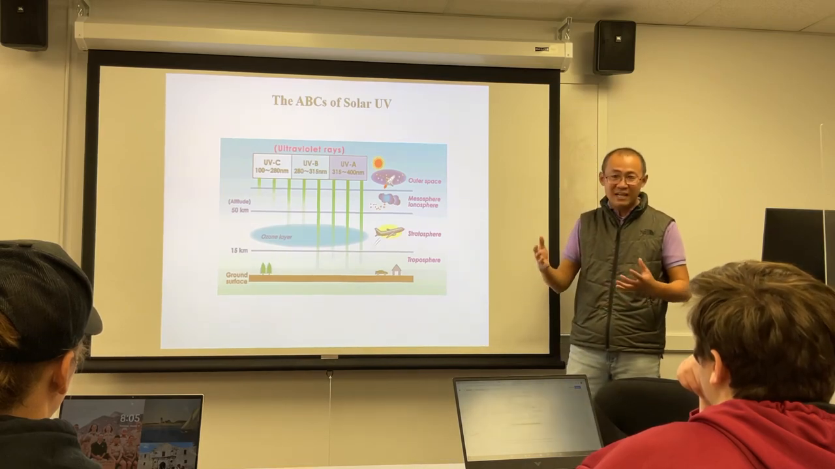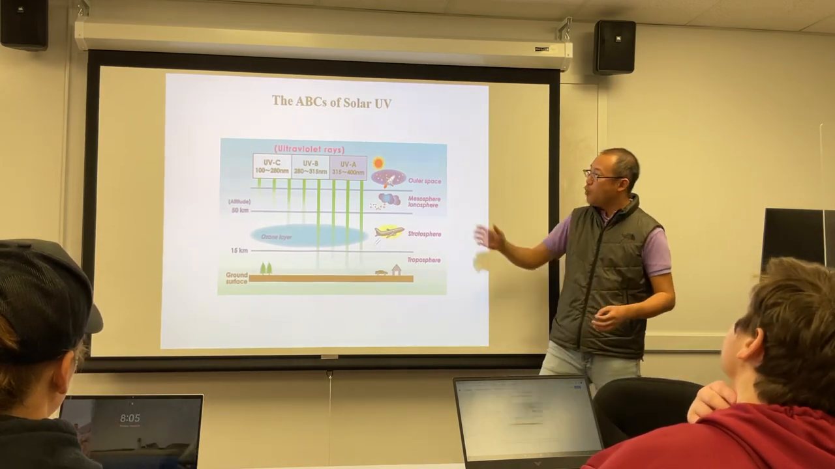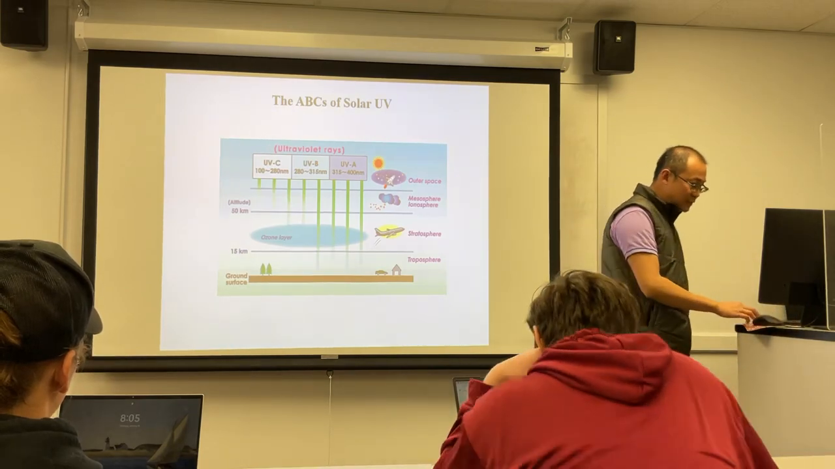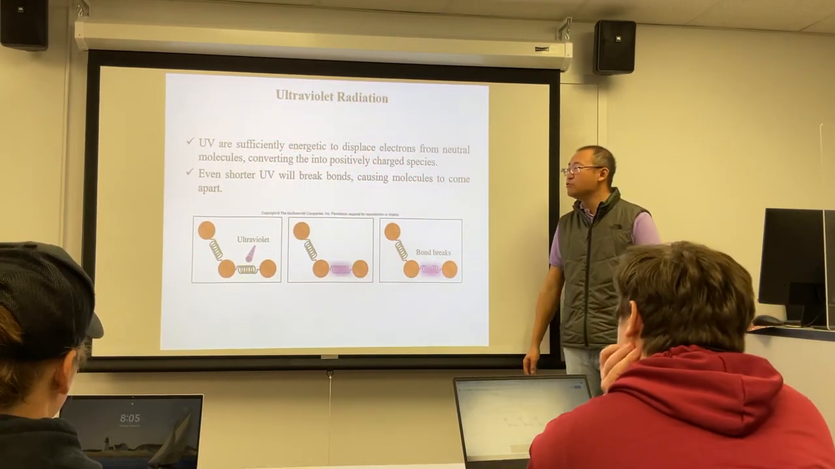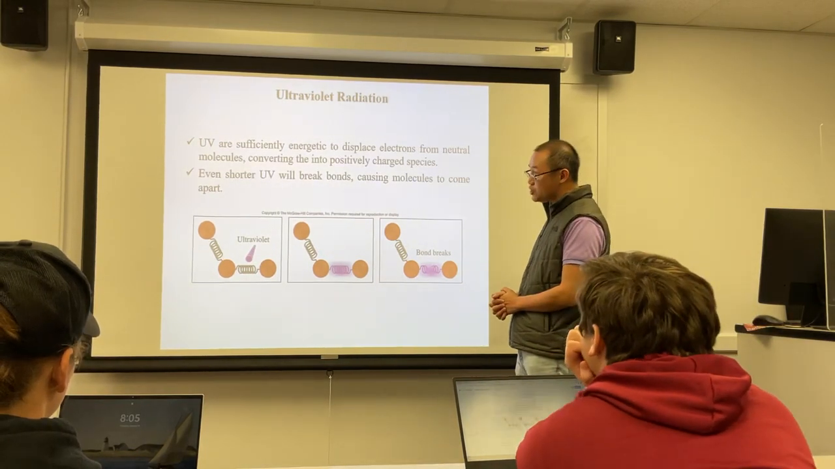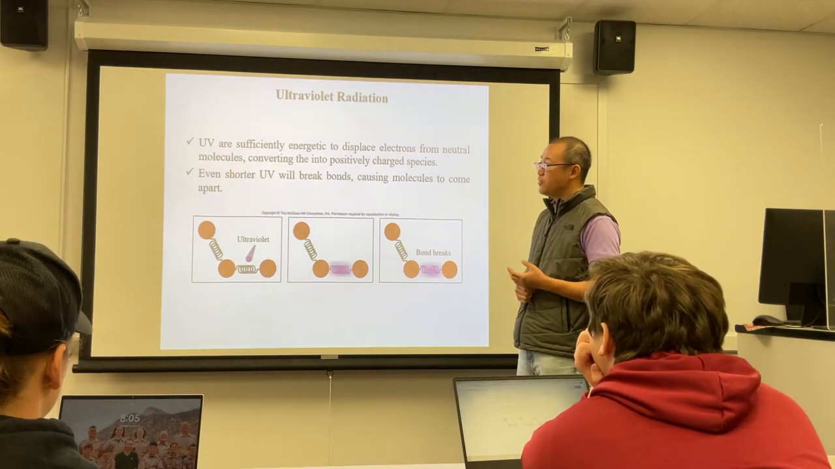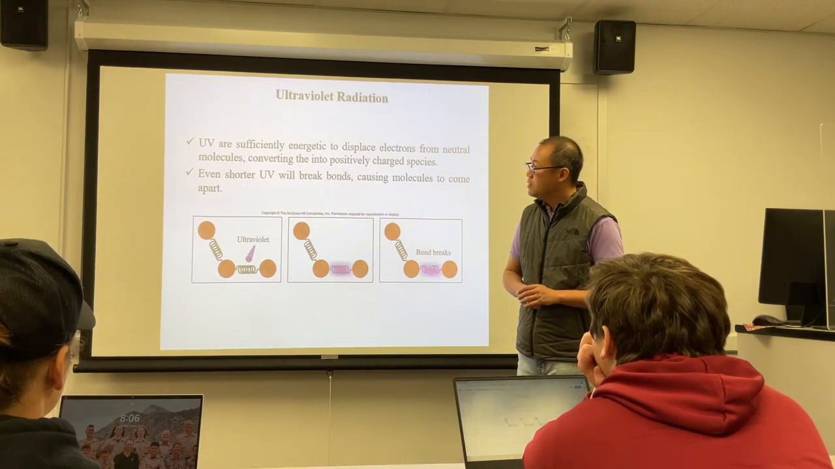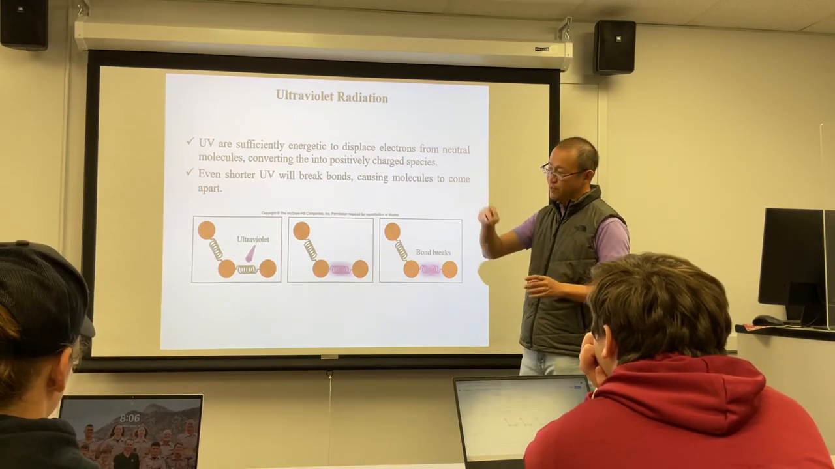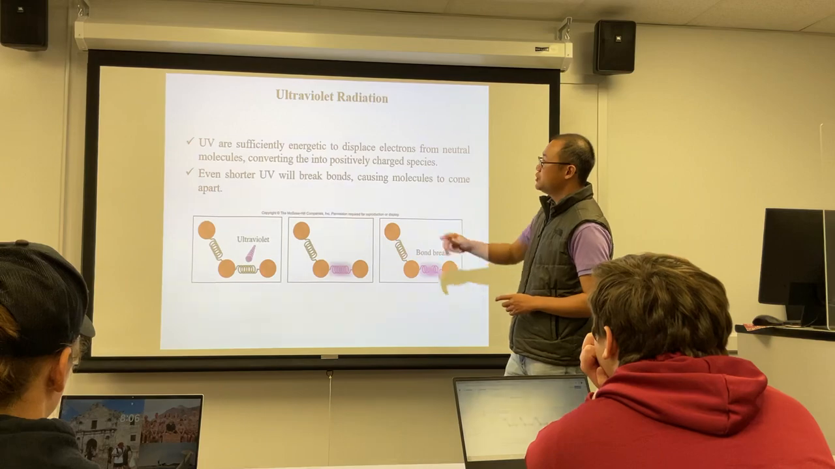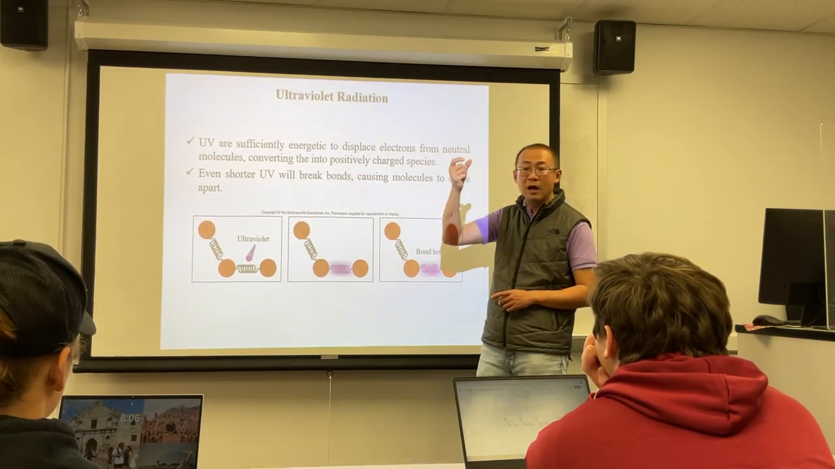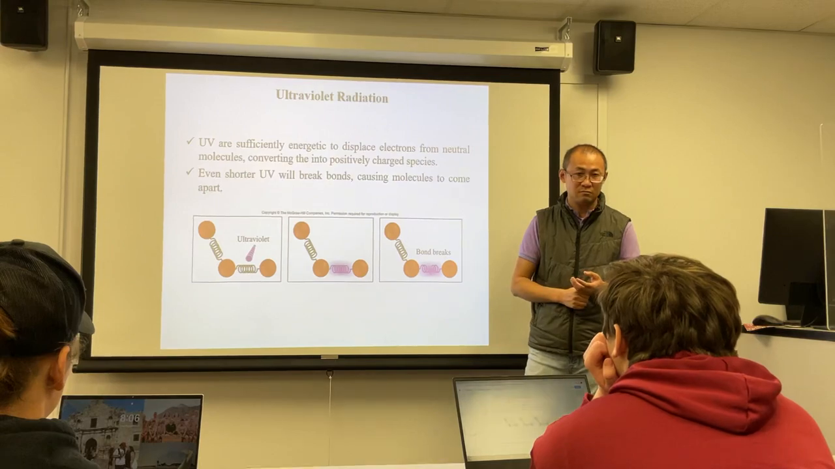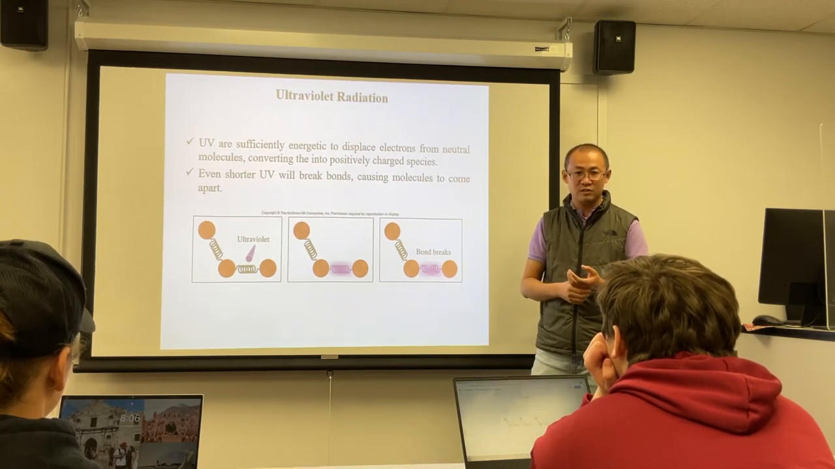Why do we study UV? Because that's the damaging part of the radiation we get, and UVA and UVB are the ones that get to our skin. This picture shows how UV damages us or poses a threat to us. Because UV has higher energy, the photon could do two things. One is to kick out electrons from a neutral molecule, converting it into a positively charged species. Remember, electrons are kicked out, so something becomes positively charged. That's one.